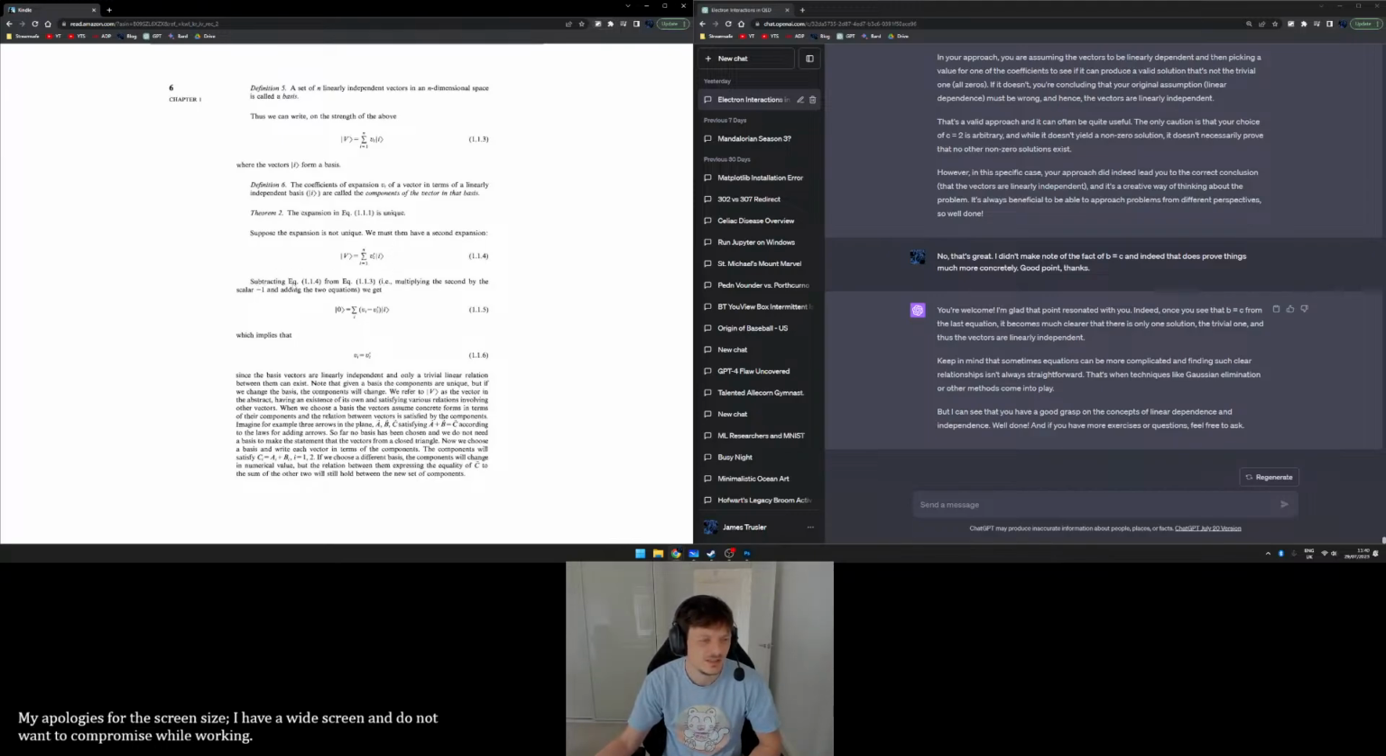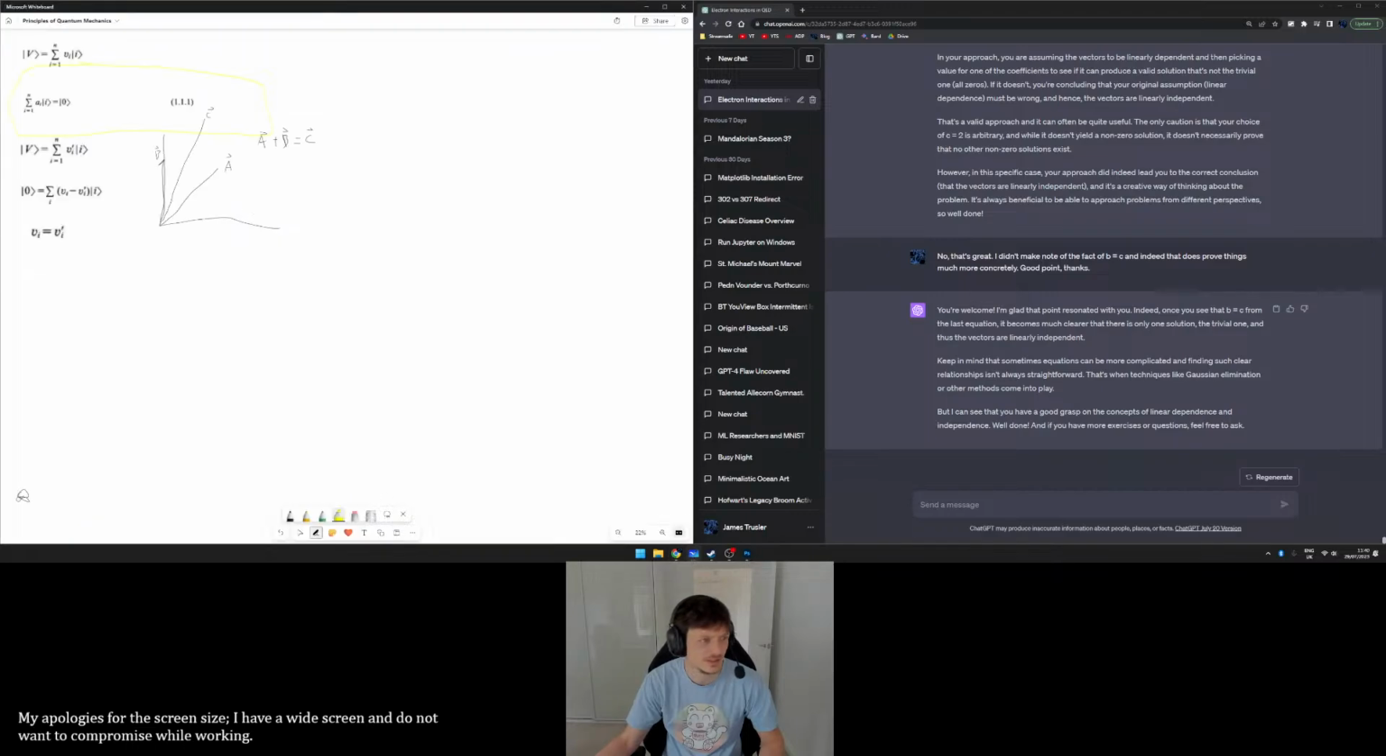Subtracting equation 114 from 113, i.e. multiplying the second by the scalar -1 and adding the two equations, we get this. So let's try and get that ourselves. This is 0, v minus v. Okay, this one here.